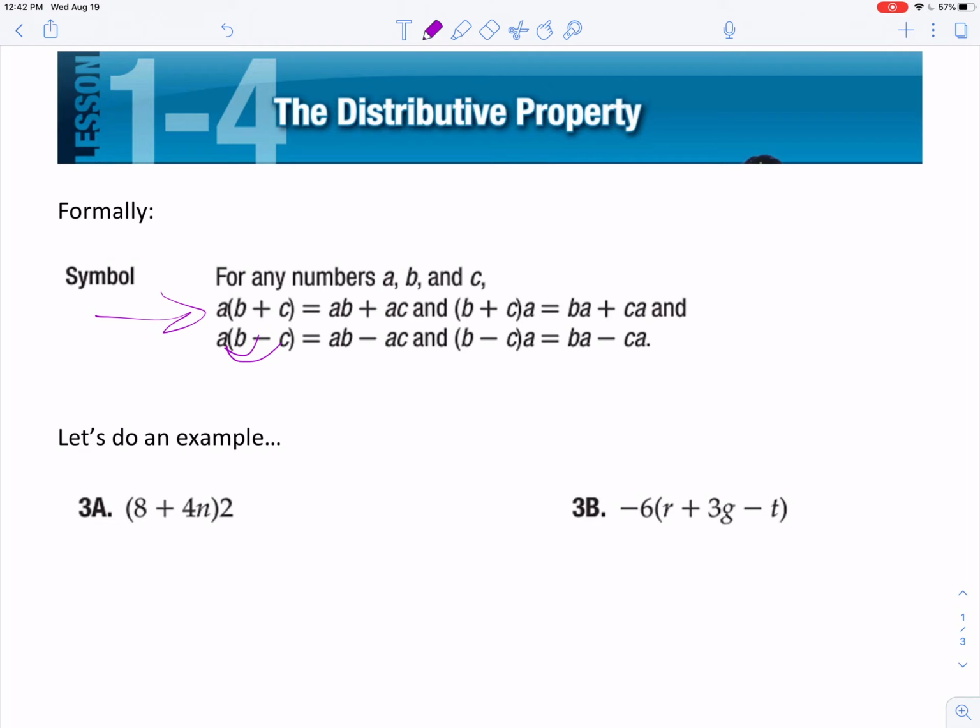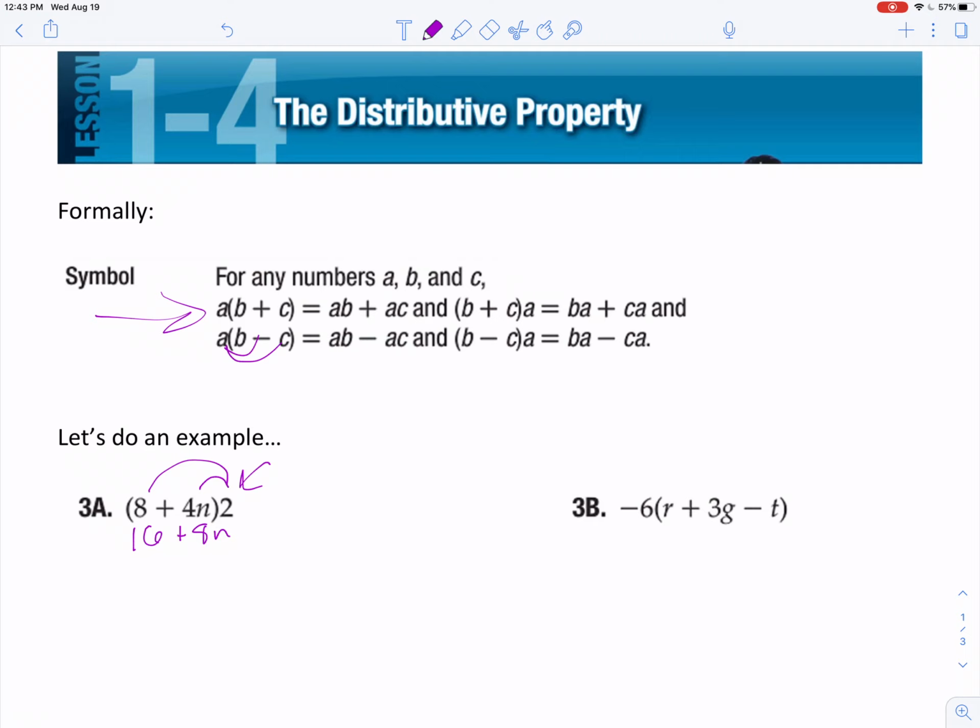If I have this multiplier here, this 2, I can multiply that inside the parentheses to both the 8 and the 4n. So 2 times 8 is 16, and 2 times 4n is going to be a positive 8n. If you were wondering, how do I get an 8n? What happens with that n there? Why isn't it n squared or something like that? You're just multiplying the 2 by any of the numbers. The variables are going to stay the same.